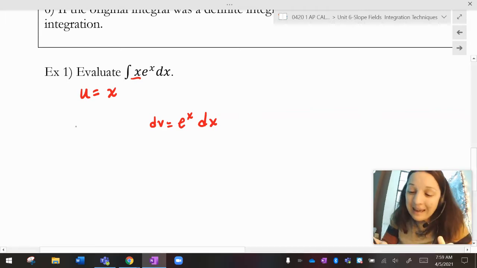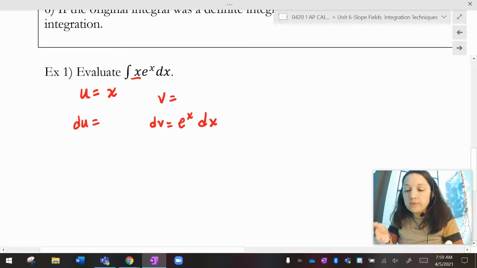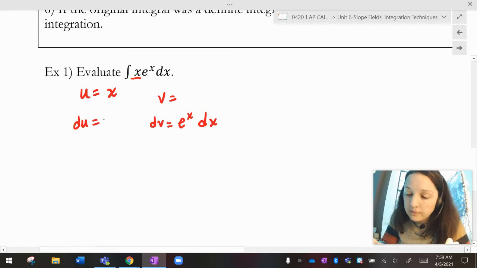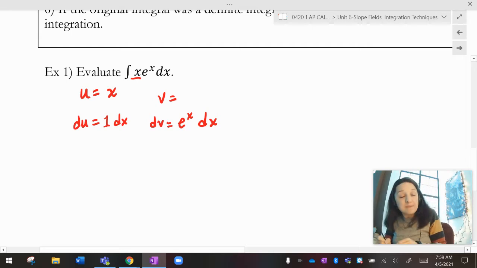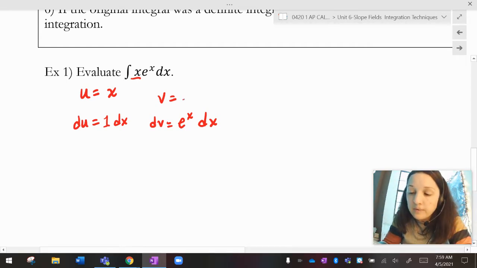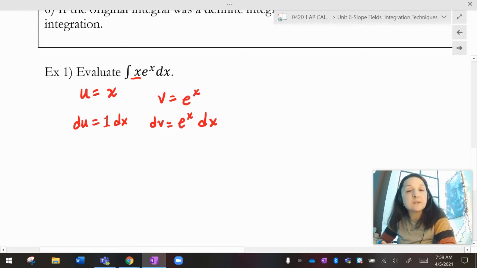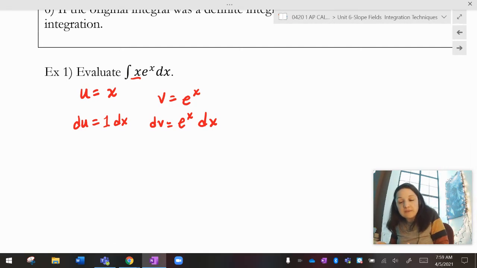Now I need to calculate du and v. Well, if u is x, then the derivative of u is 1 dx. And if dv is e to the x dx, then the antiderivative of e to the x dx is e to the x. Okay, so I'm going to choose u, write down the rest of it as dv, and then solve for v and du based on those setups.